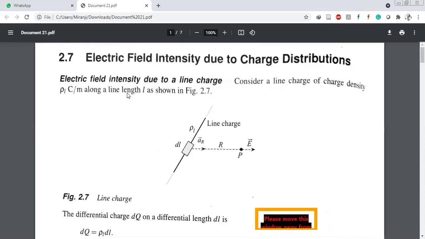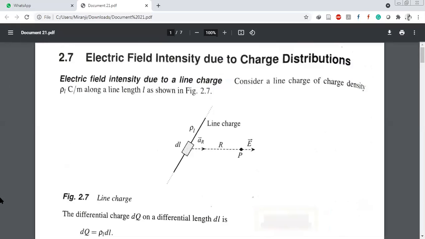The similar concept is applied here. E equal to F by Q is the fundamental expression. From that expression, we derive further for the point charge, line charge, surface charge, and volume charge expressions. See here, electric field strength due to charge distribution. Just leave the point charge; a single electron is simply considered as a point charge.